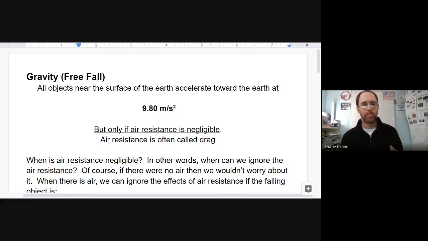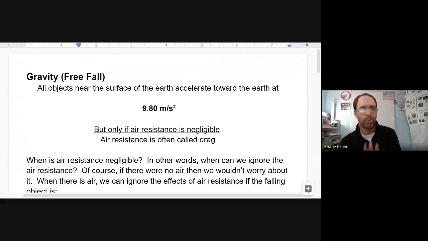And that simply means objects that are falling near the surface of the Earth and no other object is influencing them other than gravity. That's the idea of being in free fall: you're the falling object, nothing supporting from below, and there are no other forces acting on you. So all objects do accelerate at the same rate, and we have measured that value very accurately and know that value is 9.80 meters per second squared.